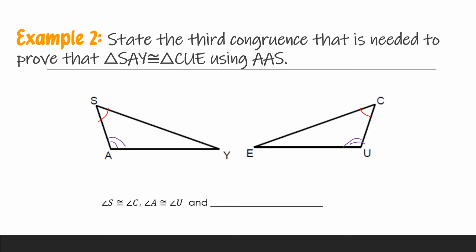So now we're going to need a side, and we need to make sure that we do the non-included side. The included side would be SA and CU. So as long as we don't use SA and CU, we're good. So we could use SY is congruent to CE, or we could use that AY is congruent to UE. Either of those pair of sides would work because those are both non-included sides.